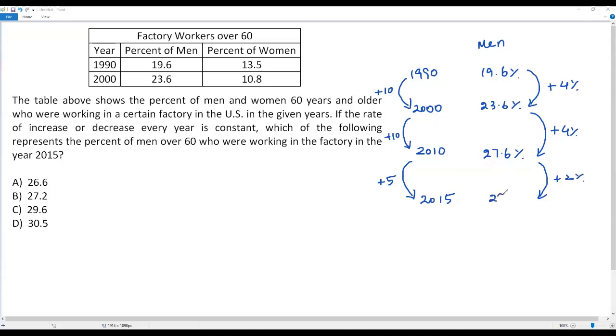Then we get 29.6%. So in the year 2015, the percent of men over 60 who are working in the factory is 29.6%. We find this 29.6% in answer choice C. So the correct answer choice for this question is C.